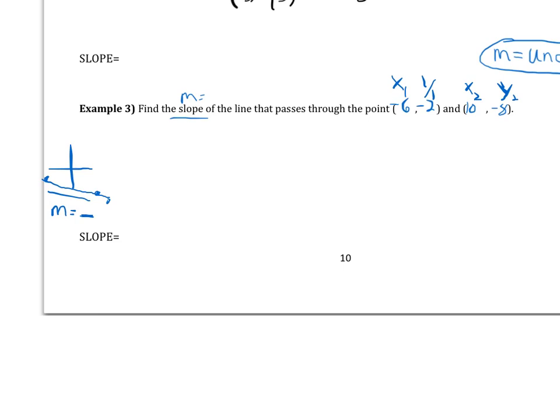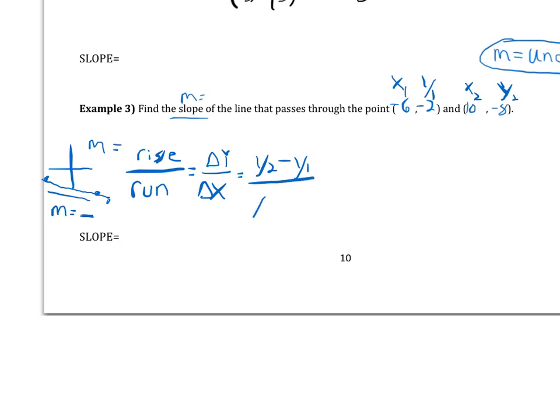Okay. Now I'm going to do m equals rise over run, which is equal to the change in y over the change in x. y2 minus y1. You guys should be ahead of me on this because you can write quicker than I can on this computer.